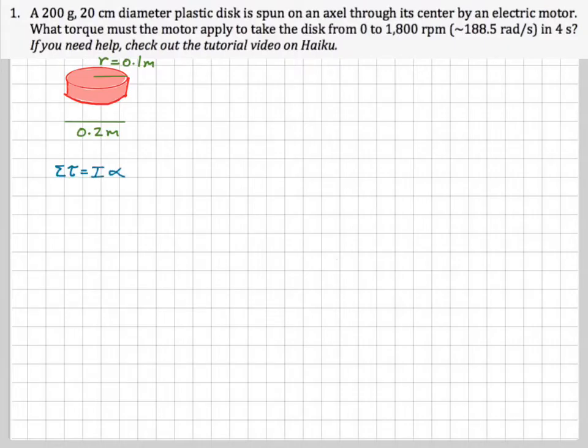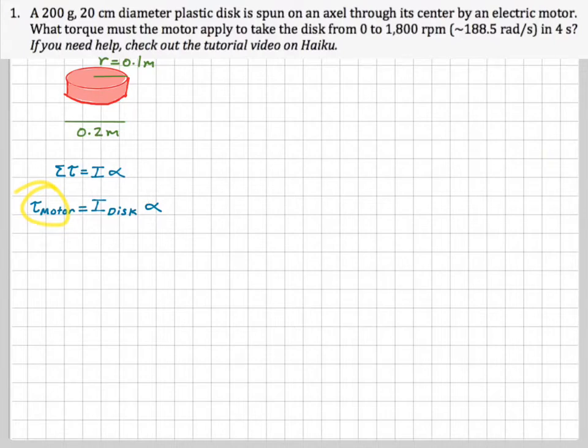And then since our goal here is to find the torque that the motor is applying, a good place to start is our new equation, net torque equals I alpha. So we know that the only torque being applied to this disc is the torque of the motor. So we can set that equal to the rotational inertia times alpha.